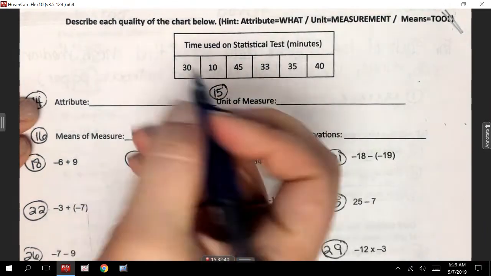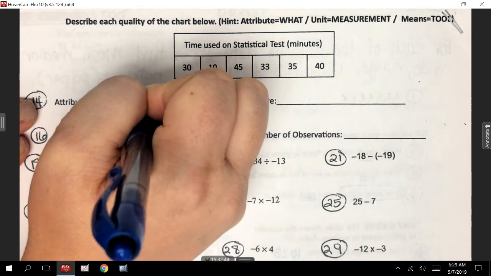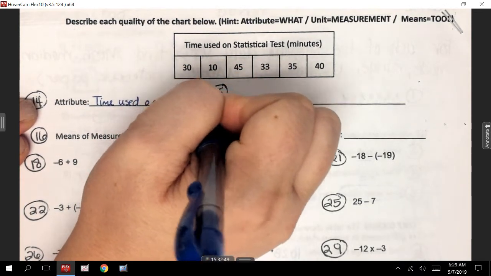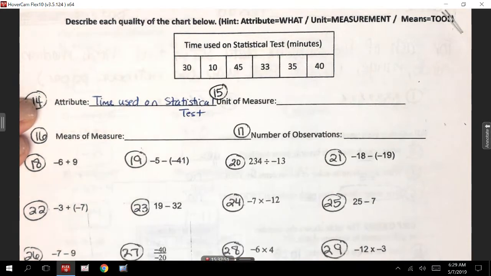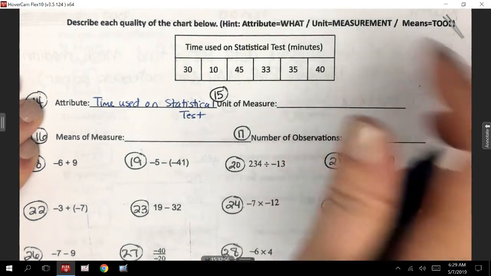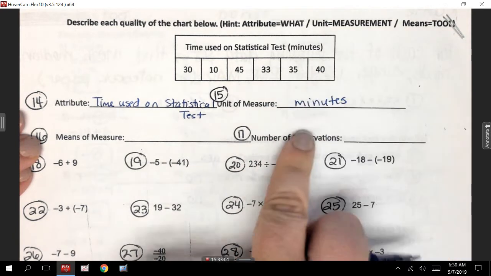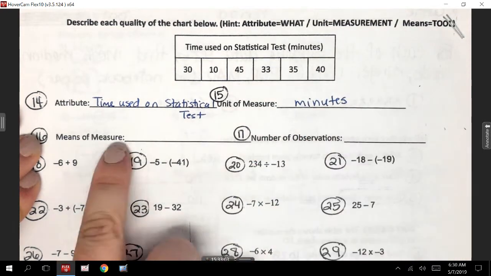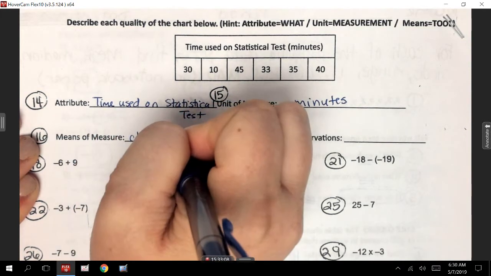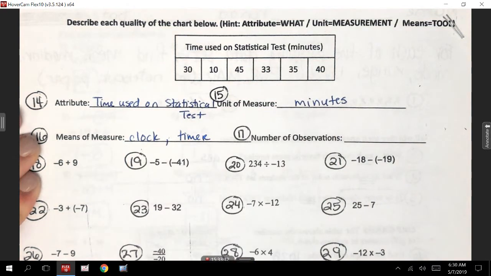So my attribute here is the time used on statistical test. That's what the title of the chart was. That's my attribute. The unit of measure, we are measuring minutes. In order to measure minutes, we need a tool. So the means would be a clock. All right, if I remember correctly from this test, I saw a lot of people put a timer, where you only need to be able to choose one of those.